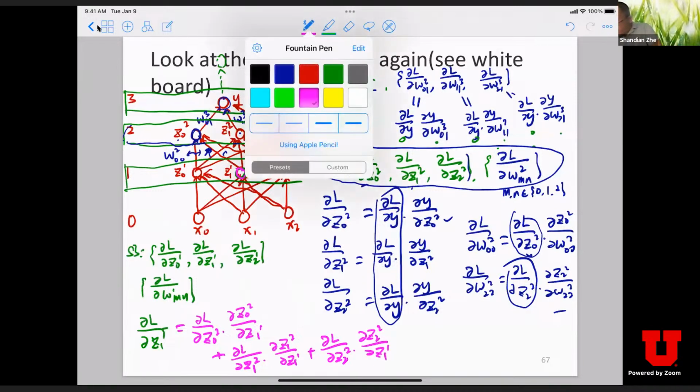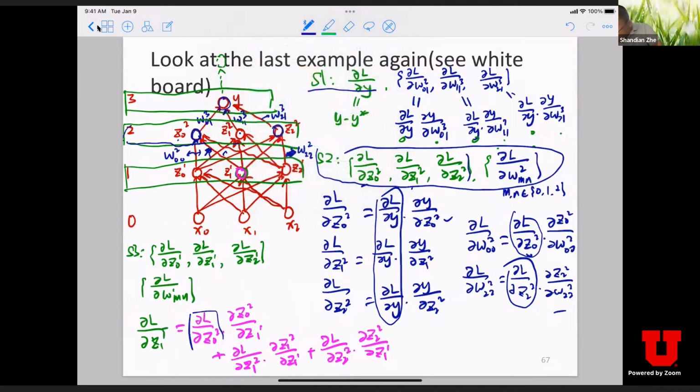And the good thing is all these terms, partial L over partial Z02, partial L over partial Z12, and partial L over partial Z22, have already been computed in the second step. You just read them out. What you need to do is to compute, for each of the neurons that Z11 connects to, its partial derivative with respect to Z11, which is partial Z02 with respect to Z11, partial Z12 with respect to Z11, and partial Z22 with respect to Z11. You just multiply them together, you get a result.